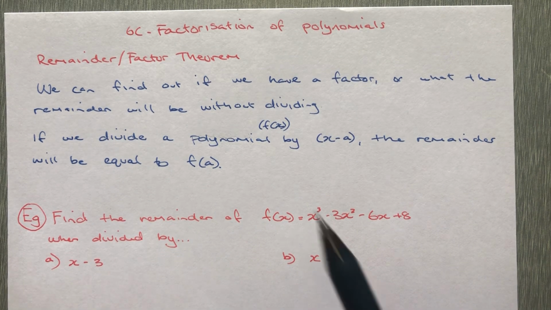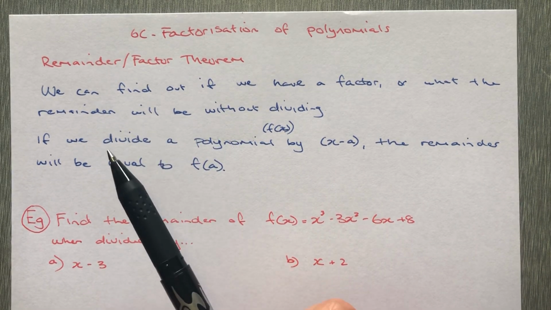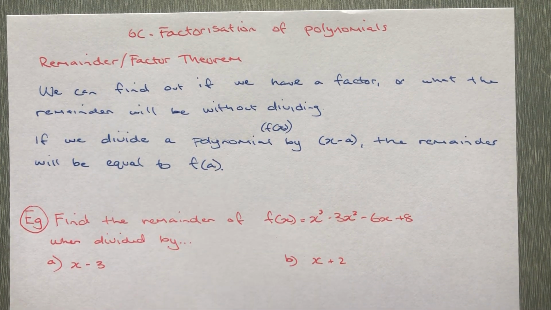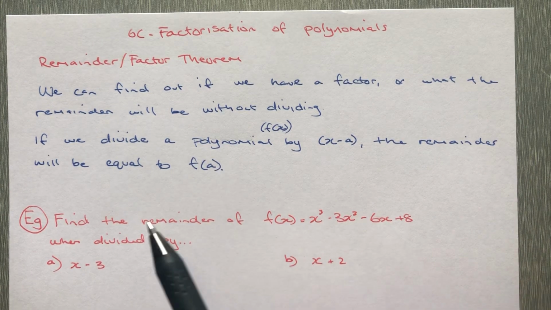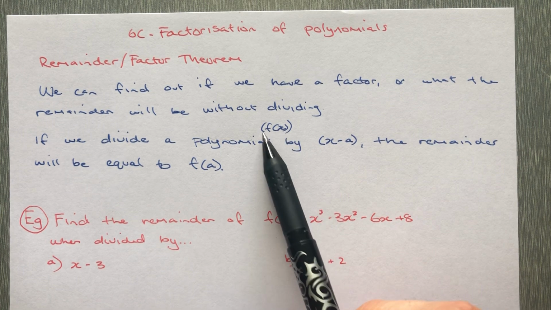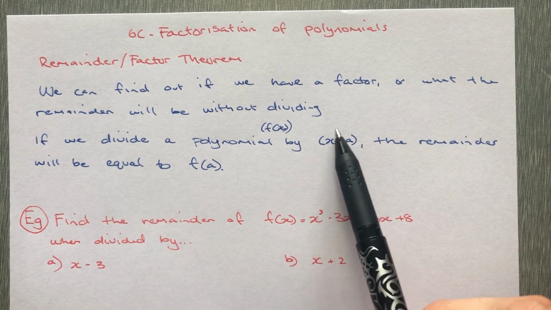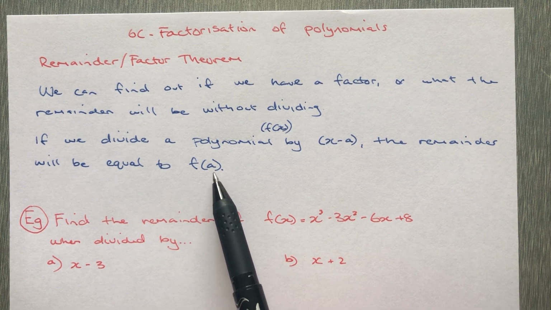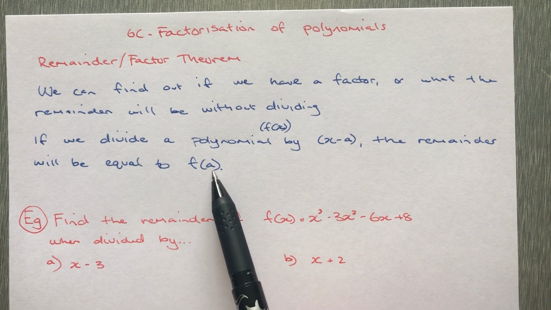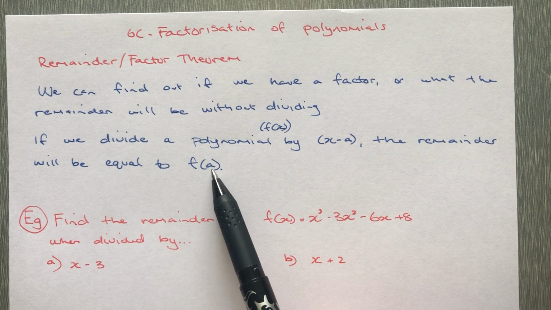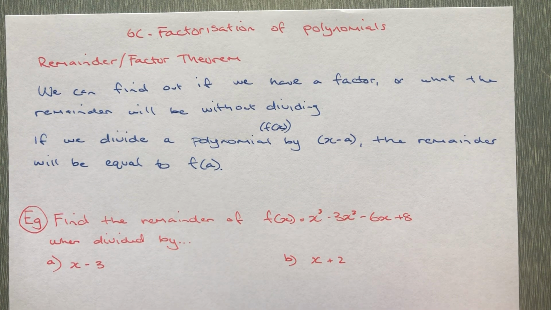So it's this remainder and factor theorem that I've got written down here. Exactly as I explained before, we can find out if we have a factor or what the remainder will be without dividing. If we divide a polynomial, which is called f of x, by this other polynomial here, the remainder will be equal to f of a. So that means we're going to take that polynomial rule, substitute this value of a into there instead of x, and whatever the answer is, that's what our remainder is going to be.